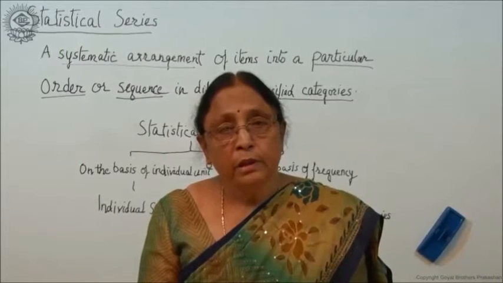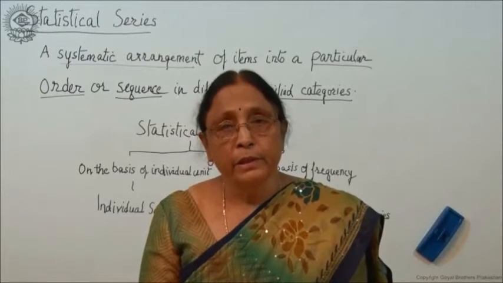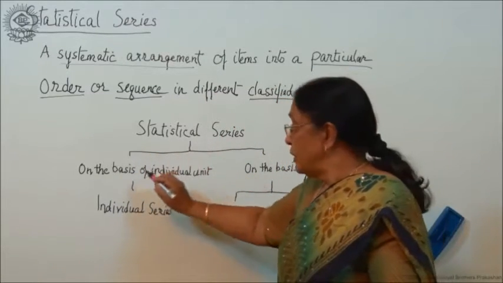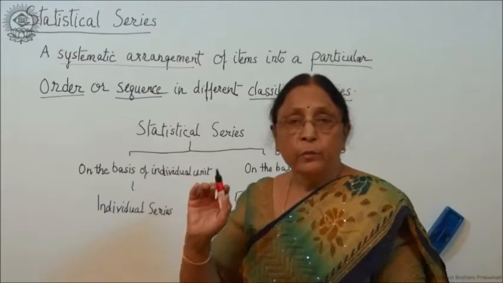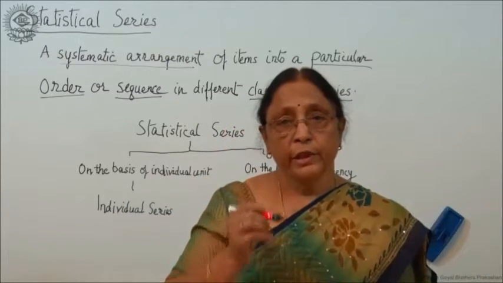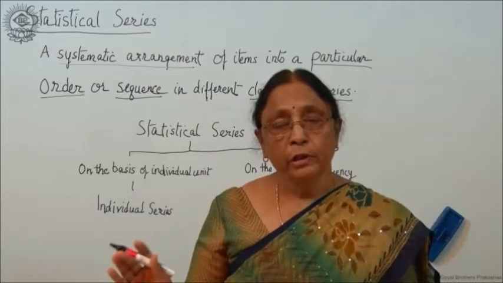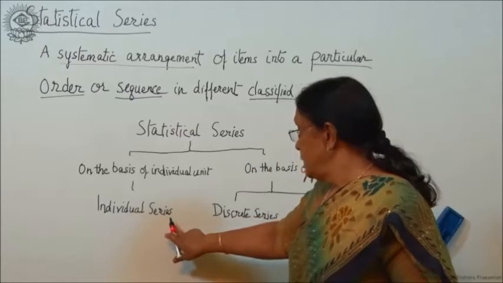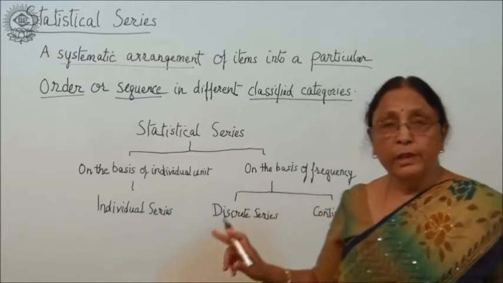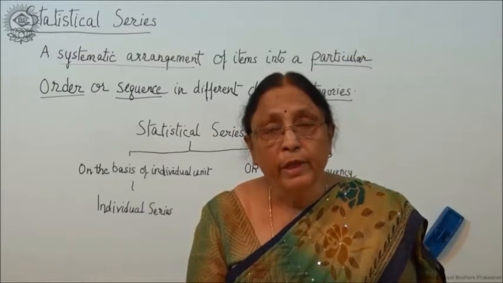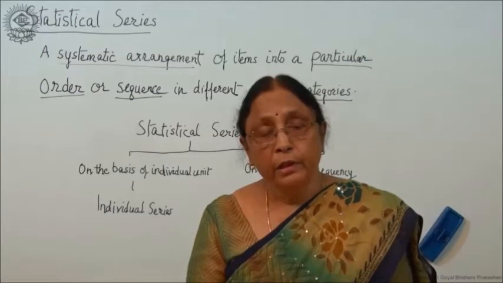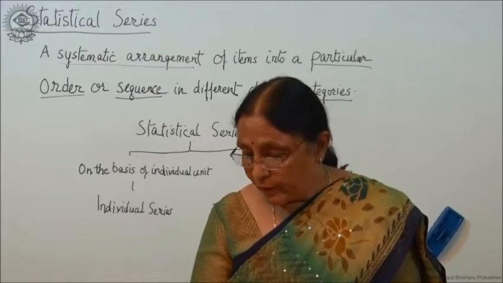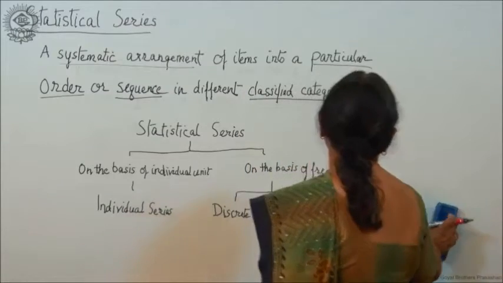Frequency means the number of times an item appears in a series. So when we are making the series on the basis of individual units, we are taking into consideration each and every individual unit and not the frequency of any unit. This is known as individual series. And when we are considering the frequency, that means how many times a particular item has appeared in the series or in the data, then this is called frequency series. Now for further explanation, I will give you an example.